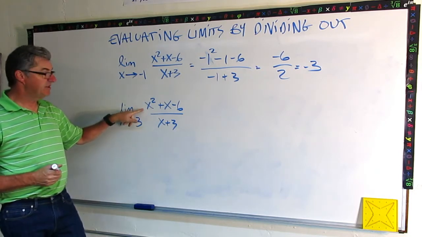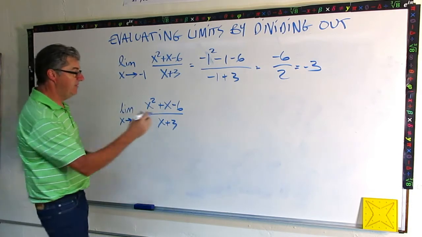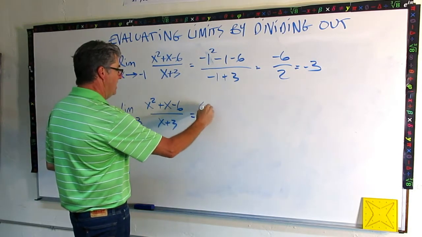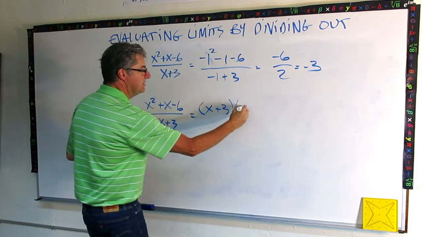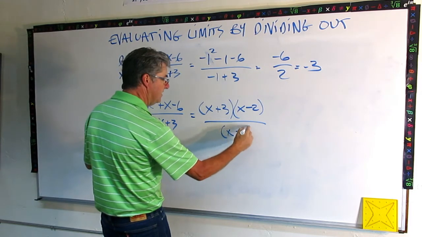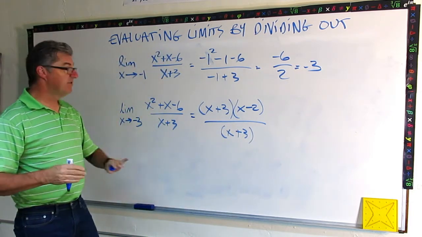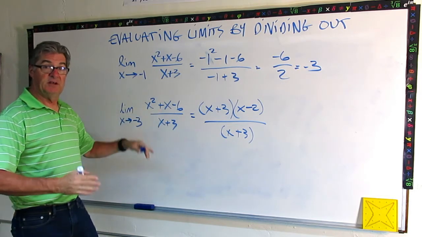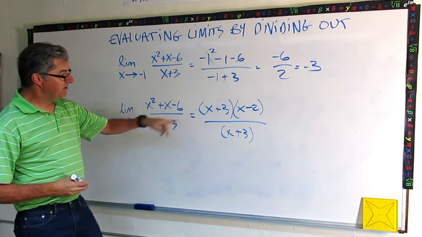If you noticed that the top of this expression is factorable, that's a good eye. So let's do that. This is going to be x plus 3 times x minus 2 all over x plus 3. Now, if you need to review your factoring, you should probably do that. I do have other videos that talk about factoring quadratics, so just let me know and we can get you going on that.